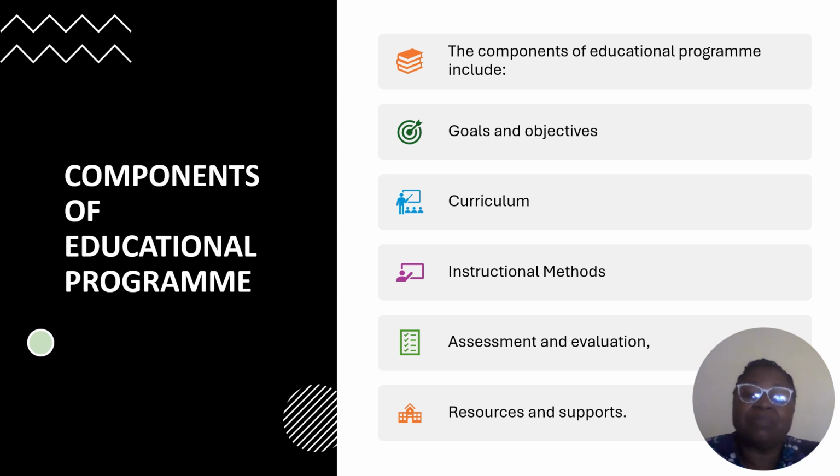Components of educational program. The components of educational programs include goals and objectives, curriculum, instructional methods, assessment and evaluation, resources and support.